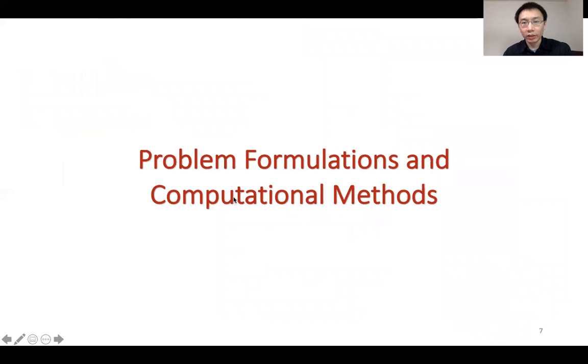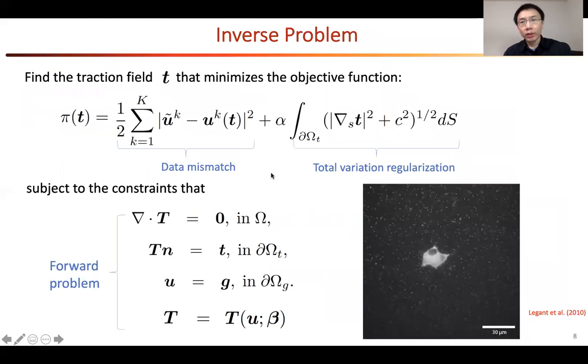So let's first look at the computational method. In this work, we formulate the problem as an inverse problem where our goal is to find the traction field T that minimizes the objective function. So here, the first term is a data mismatch term that describes the difference between the measured and predicted displacement field.